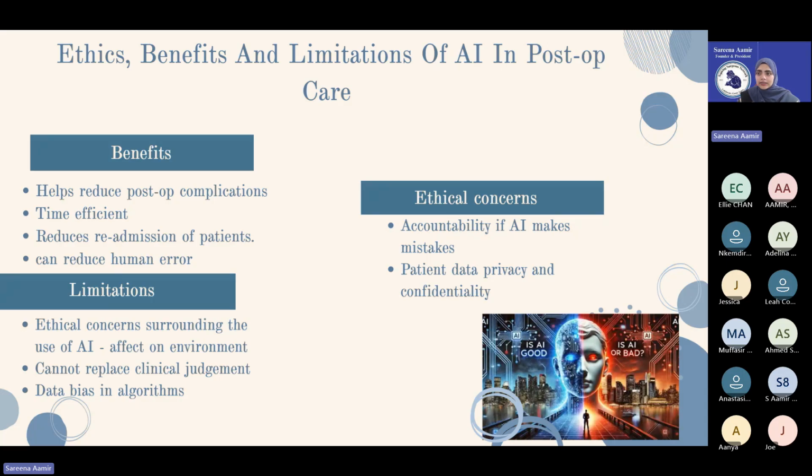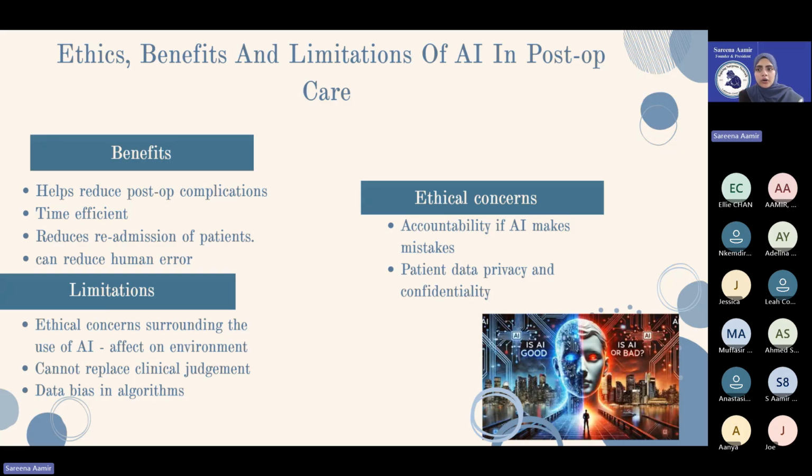And data bias in algorithms: AI tends to pick up a sort of trend where it might say, oh yeah, this patient had a tumor, so this patient may also have a tumor, which can lead to misdiagnosis, and that can have an impact. So again, the ethical concern is that if AI makes a mistake and diagnoses something incorrectly or doesn't diagnose at all, then it can cause medics to have to take accountability for that.